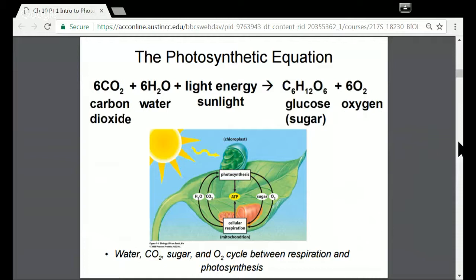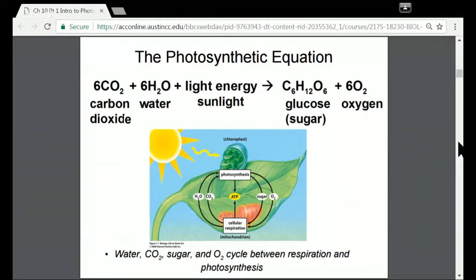Now it takes 6 CO2 molecules to make 1 glucose sugar. So it takes quite a bit of energy to put these sugars together. Glucose isn't the only sugar that can be built by this process, but it's a major one. So we'll talk about it as an example. This process also releases oxygen gas, and that's the oxygen gas that we breathe.